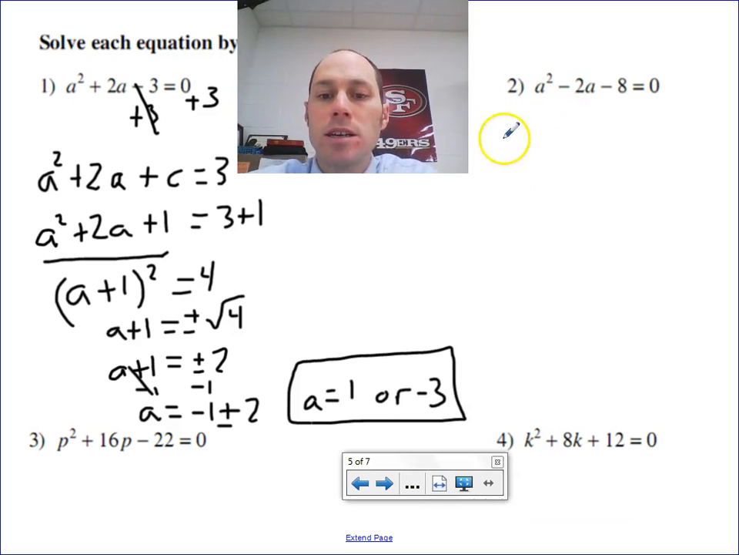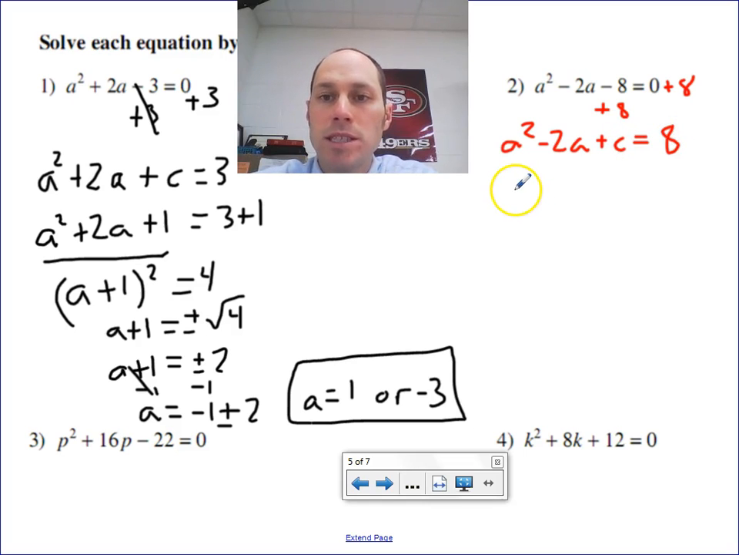So when we have this first example, I'm just going to add 8, get rid of my c term, so I can come up with a new c term of my own. So a squared minus 2a plus my c value is going to equal 8. Once I decide what my c value is, I'll plug it in there. So I come up with my c value by figuring out what's going to make this a perfect square trinomial. So I'm going to add 1 in there. If I add 1 to the left side, I have to add 1 to the right.